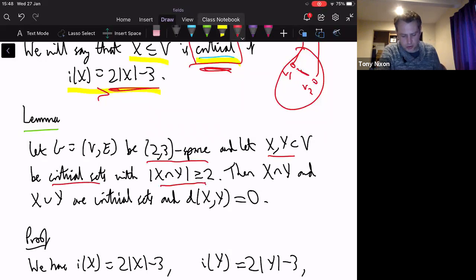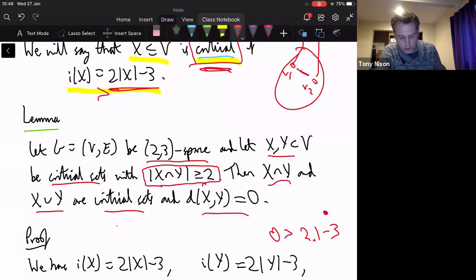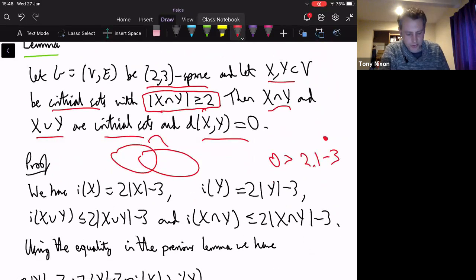And you'll see this condition that they need to intersect in at least two vertices in the proof. It basically boils down to the thing I said, that the 2-free sparse condition doesn't apply to single vertices, because a single vertex has 2 times 1 minus 3. I mean, it obviously has 0 edges, so this is bad. But we have to do something different for single vertices. But if we have critical sets that intersect in at least 2 places, then the intersection and the union are both critical, and there are no edges between them. So the two sets look like this, and there's no edge of this form going around from one to the other. Okay, so how do we prove this?